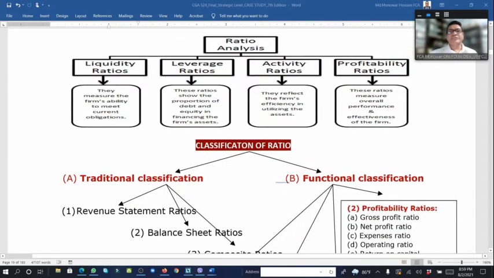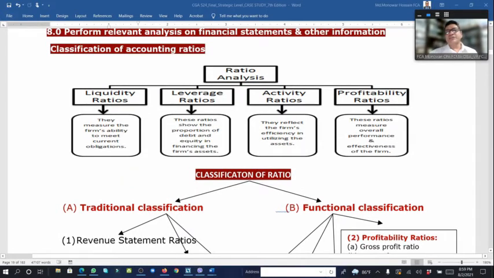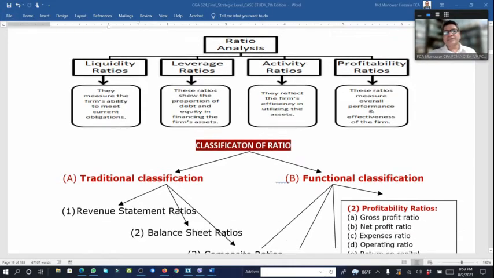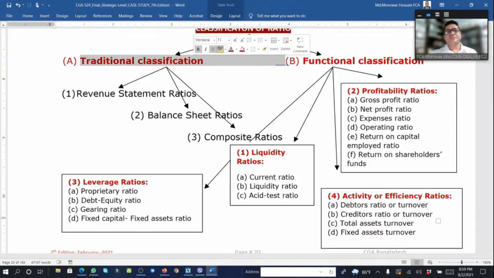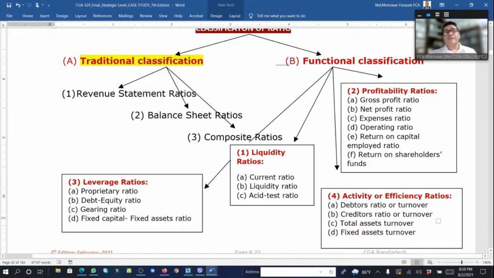Here, if you see the ratio analysis, there are different types of ratio analysis we are doing: liquidity ratio, leverage ratio, activity ratio, profitability ratio. And we can classify it in a different way. Sometimes we get the traditional classification. The traditional classification comes from revenue statement ratio, balance sheet ratio, composite ratio.